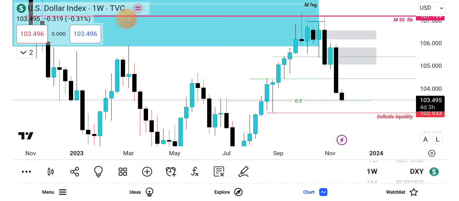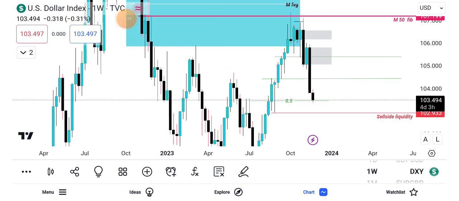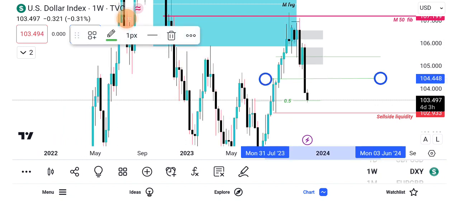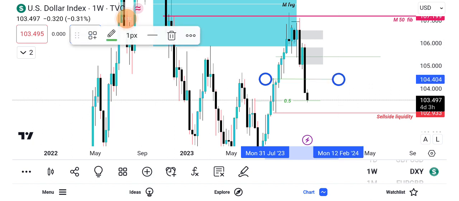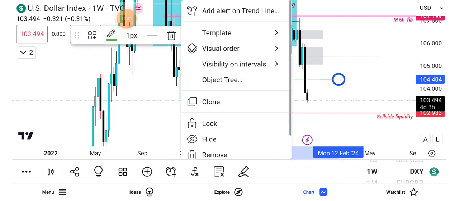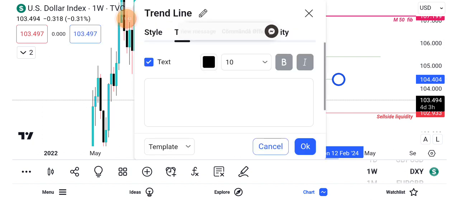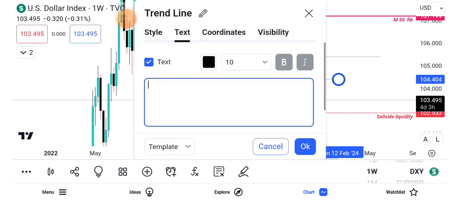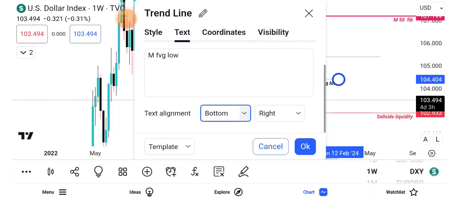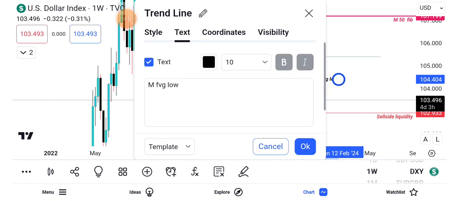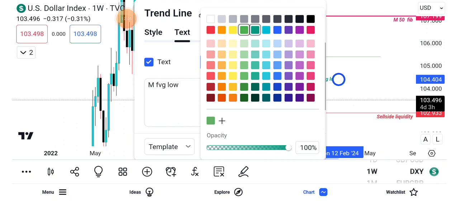Yeah, I will delete these. So remember, this is the monthly fair value gap low. Let me label it so that you might not be confused. Monthly FVG low, it should be at the middle but at the right. Yeah, with the green.